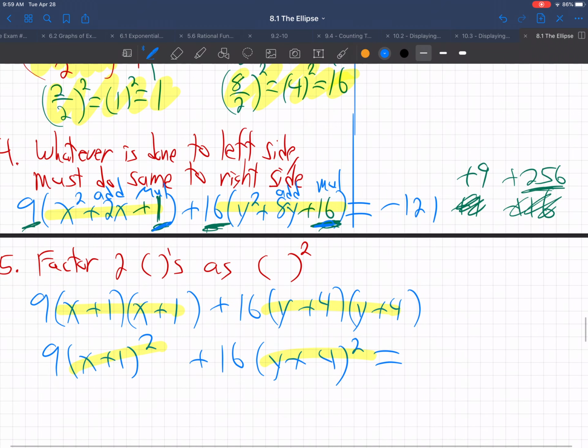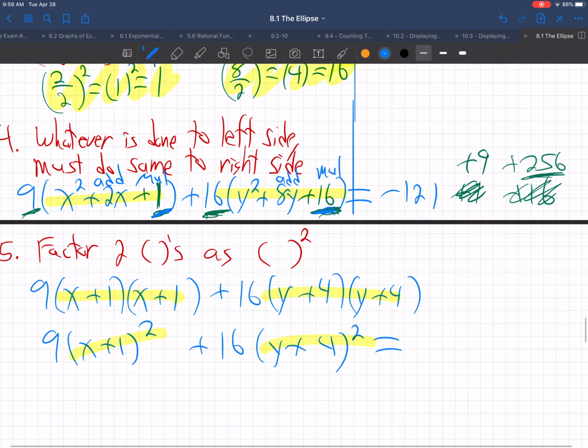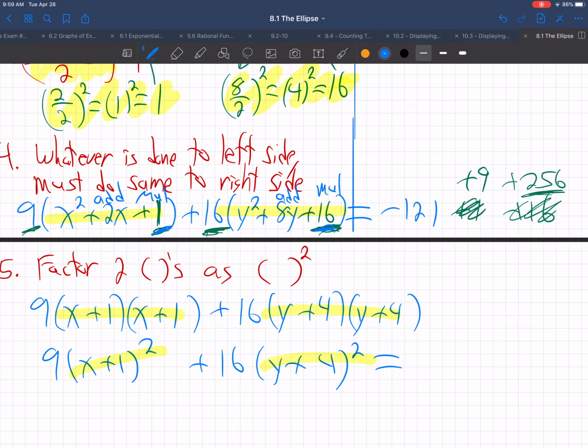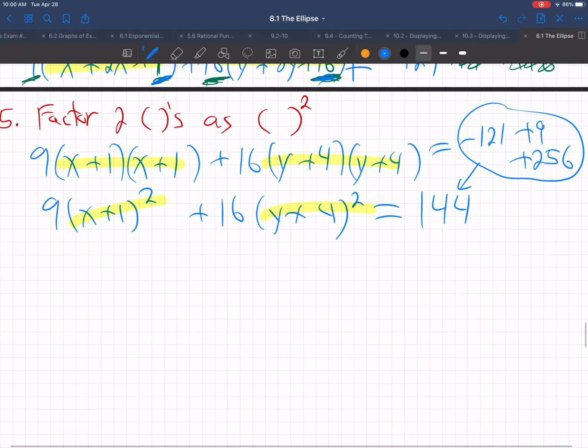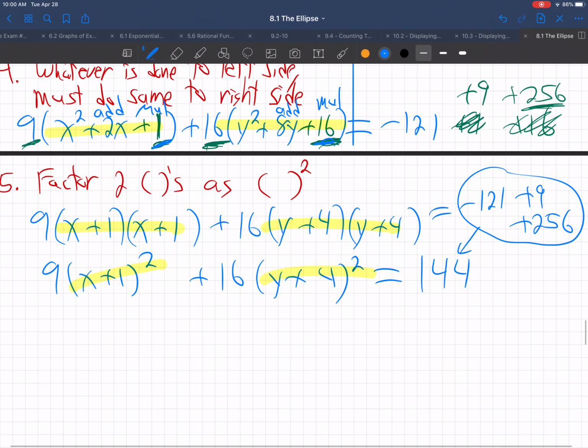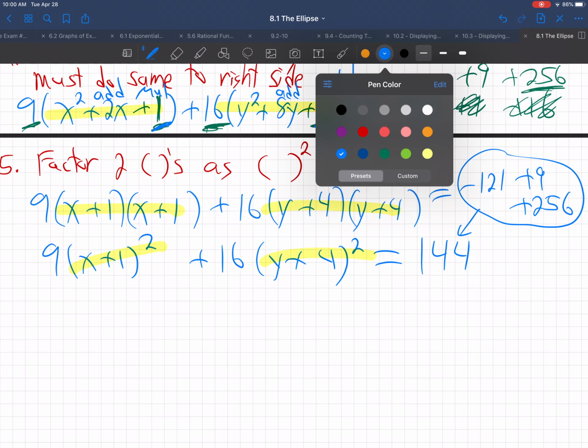Now, what's happening on the right side? Well, it's whatever, just use your calculator. The right side is minus 121 plus 9 plus 256. I'm going to use my calculator. I'm getting 144 on the right side. All of this, 144. Okay, we're getting close now. We've almost got it. It's been a long problem.